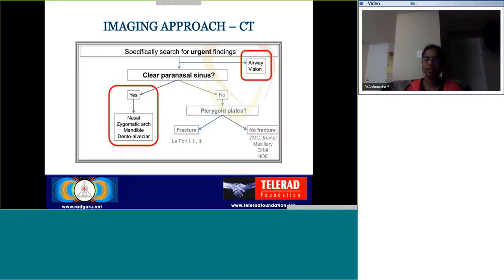Now we'll go to the imaging approach in the facial CT. In the emergency setting, first we have to look into the airways and the orbit. Once that is clear, then we have to go into the other structures. First we have to see the paranasal sinuses, whether they are clear or have some soft tissue opacification. If the paranasal sinuses are clear, then the group of fractures included are the nasal fracture, zygomatic arch fracture, mandibular fracture, and the dento-alveolar fracture. The others we will see later.